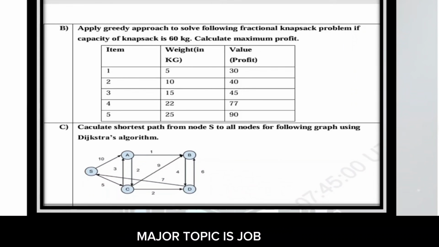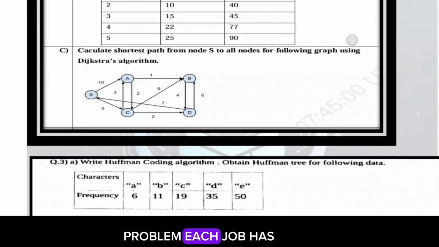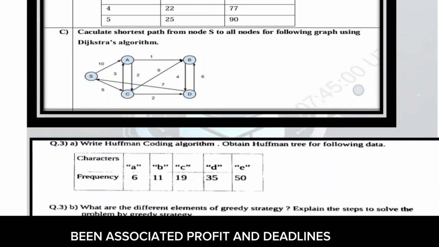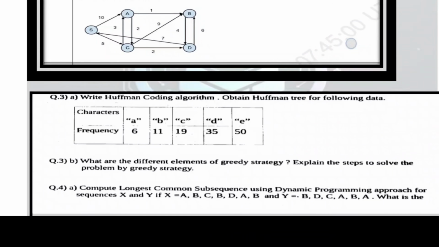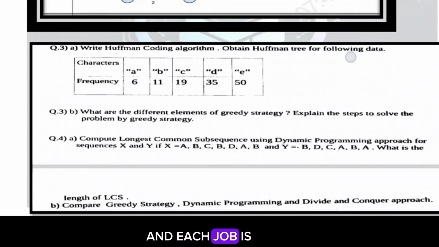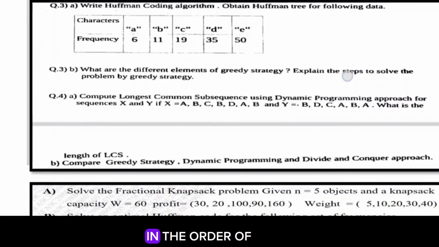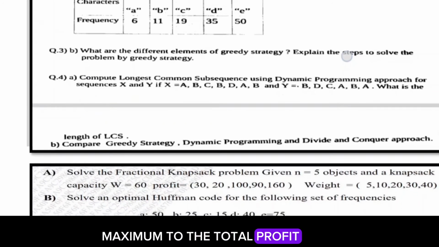The third major topic is job sequencing with deadlines. In this problem, each job has an associated profit and deadline. The jobs are sorted according to profit and each job is scheduled as close to its deadline as possible, in order to get the maximum total profit.